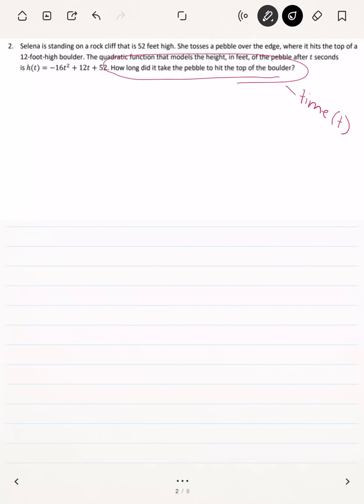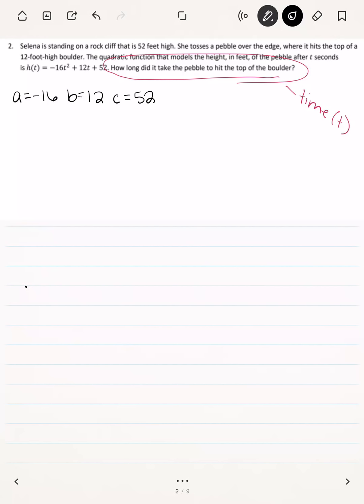So again, our important question, how long did it take? So we're looking for the time. And remember, it said time was modeled by t. So I'm not looking for the same thing I did in the last question. I'm looking for how long did it take, meaning when did it hit the ground again. So I'm looking for the x-intercepts where it crosses the x-axis. So what I'm going to do for this question is I'm going to use the quadratic formula to help me figure it out. So first, I have it where everything's on one side. I'm going to label my a as negative 16, my b as 12, and my c as 52.